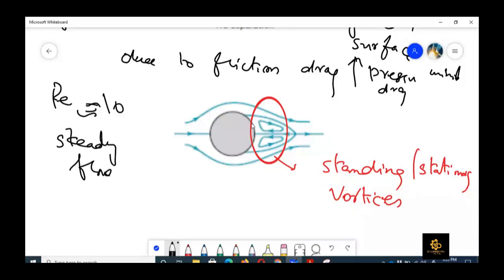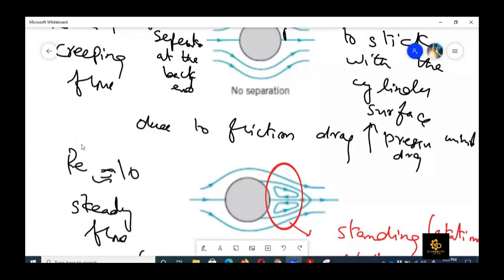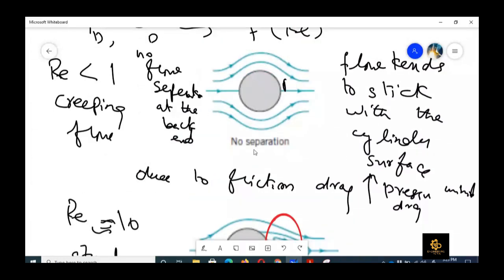And now in this case, because there is a flow separation, friction drag would become less and less as we increase the Reynolds number. Friction drag would become less and pressure drag would increase. At this Reynolds number, we can say that 50% is due to friction drag and 50% is due to pressure drag. While for the previous figure, when we have got creeping flow, we can say that 90% drag was due to friction drag and 10% was due to pressure drag.